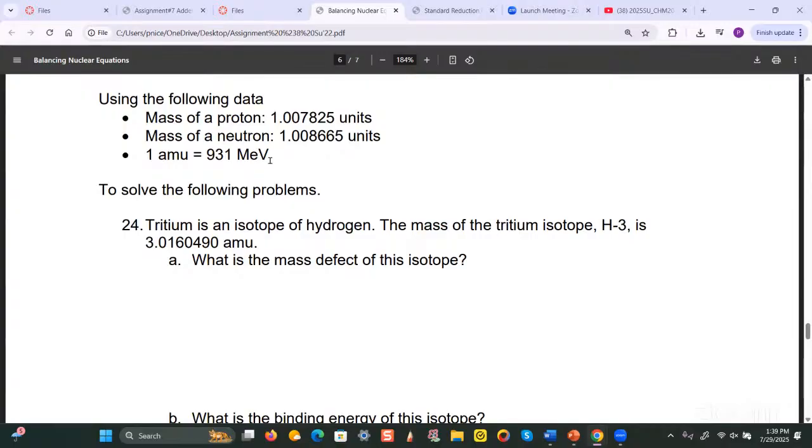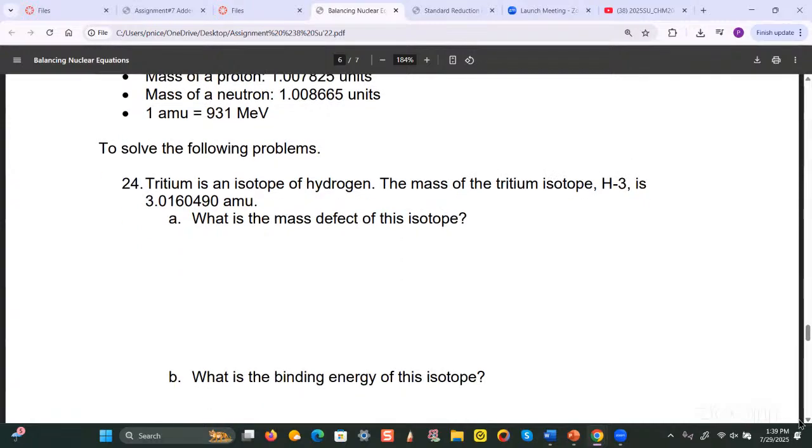So you have the joule unit, you have kilojoules, then there is a mega electron volt. They gave you the relationship between the AMU and mega electron volt, and that can be used to answer energy questions in each of these cases. So in question number 24, it says tritium is an isotope of hydrogen, and it gives you the symbol of tritium right here, and it gives you the mass of tritium. So the question is, what is the mass defect of this isotope?